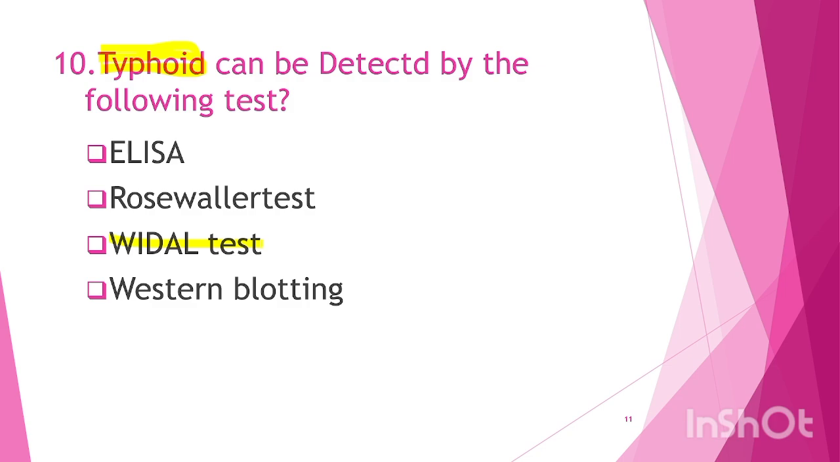In this Widal test, typhoid fever can be determined by checking for antibodies present against the typhoid bacteria. And ELISA is an enzyme linked immunosorbent assay which is mostly used for the detection of antigen and antibody interaction. And the Ross-Wallace test is mostly for checking the human serum rheumatoid factor. And the Western blotting test is mostly for the determination of proteins in blood and tissues present in the body.